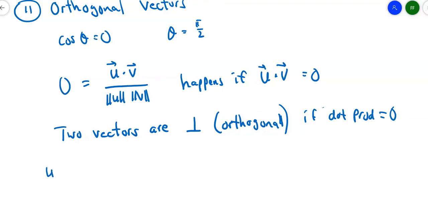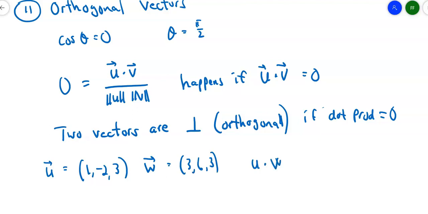So suppose I have these two vectors. I've got vector u as the vector 1, negative 2, 3, and I've got vector w as 3, 6, 3. Take their dot product. Find u dot w, and I get 1 times 3 is 3, negative 2 times 6 is negative 12, 3 times 3 is 9, that is 0, so yes, these two vectors are orthogonal.